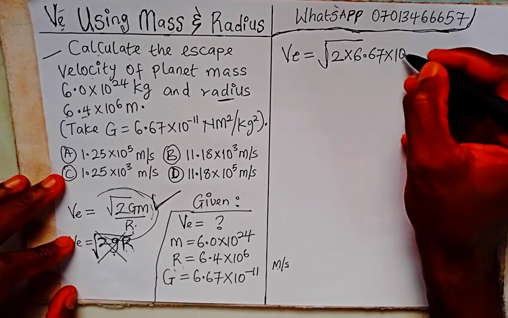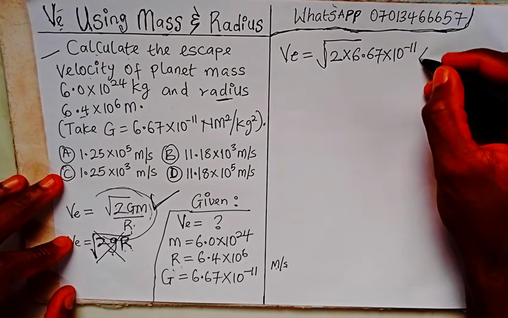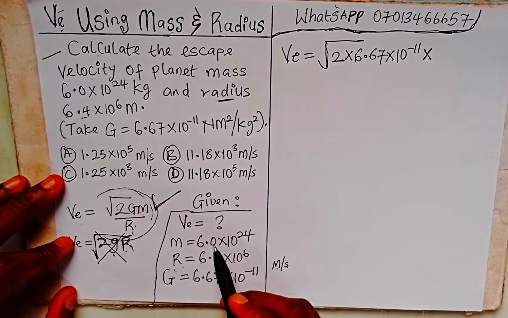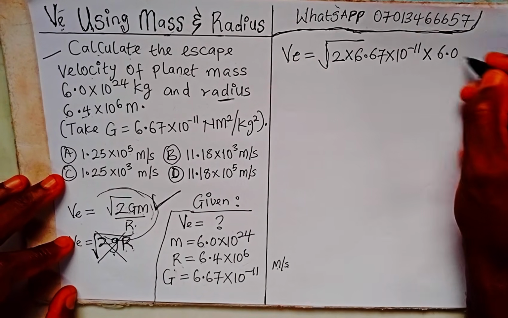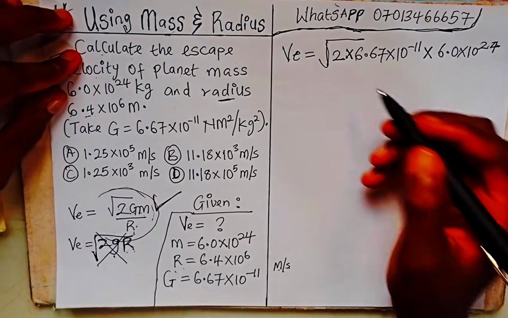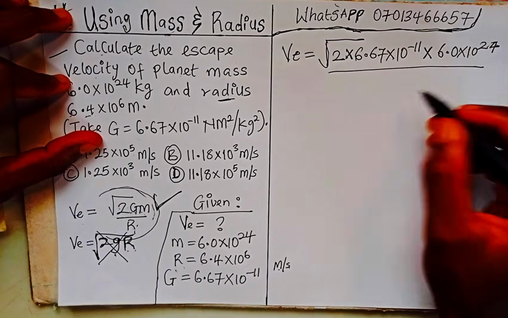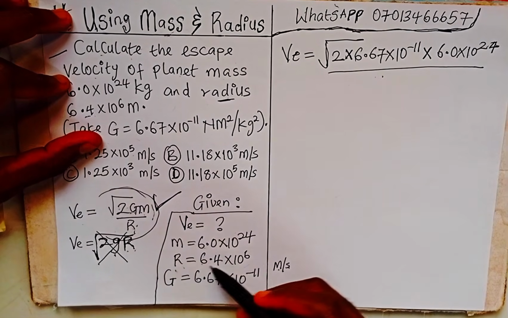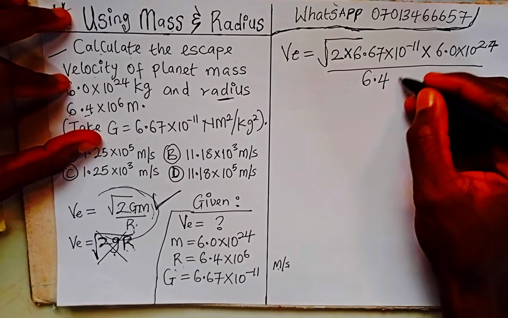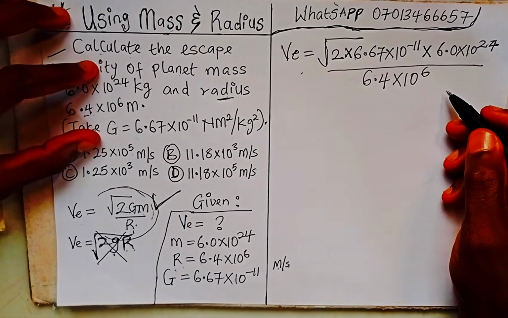6.67 times 10 raised to power minus 11. Then continue again, times mass. What is our mass? 6.0 times 10 raised to power 24. What are we putting next? Remember, we have R, so over R. What is our R? Radius. This is our radius here, 6.4 times 10 raised to power 6. So this is what we have.